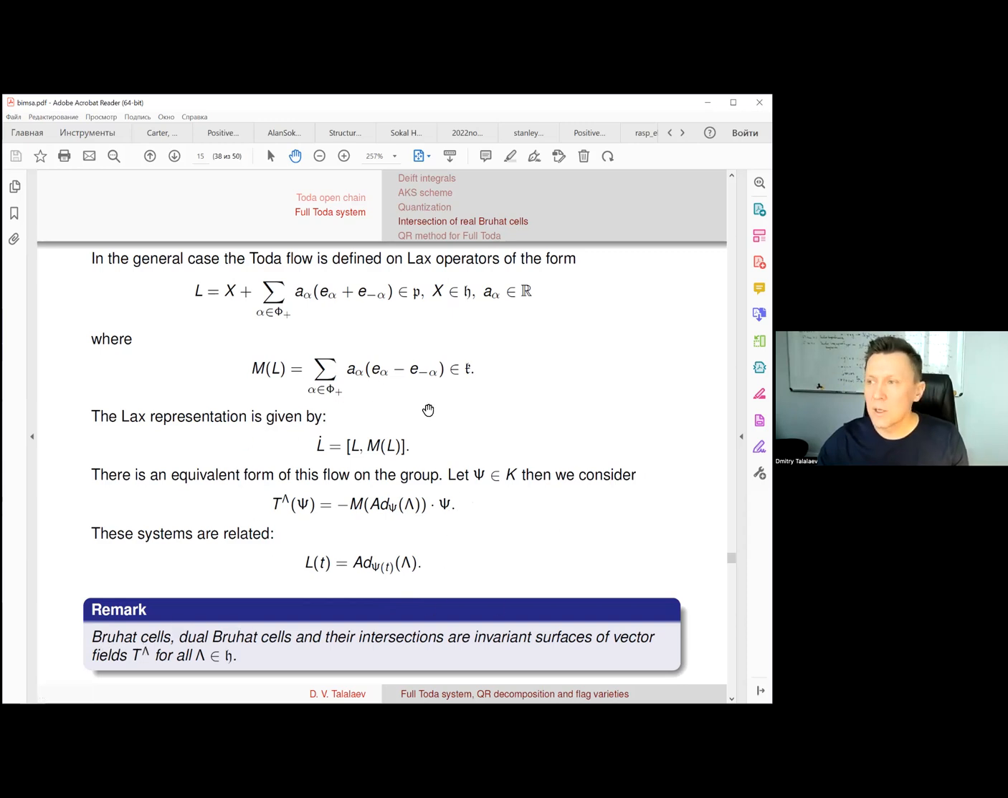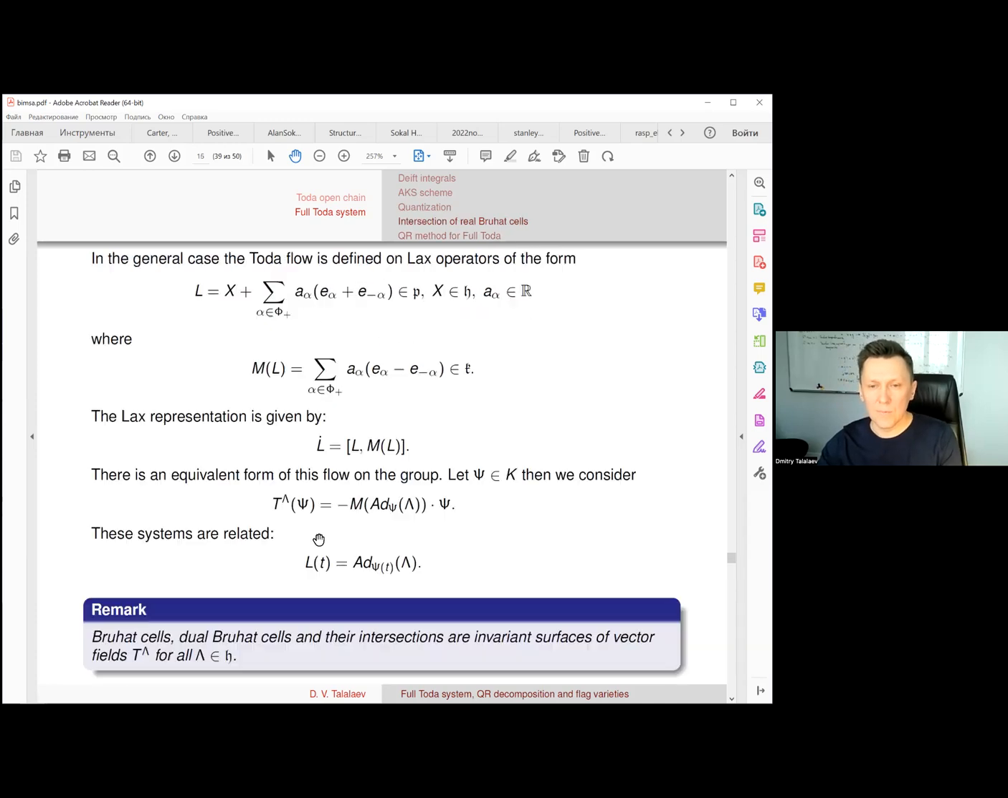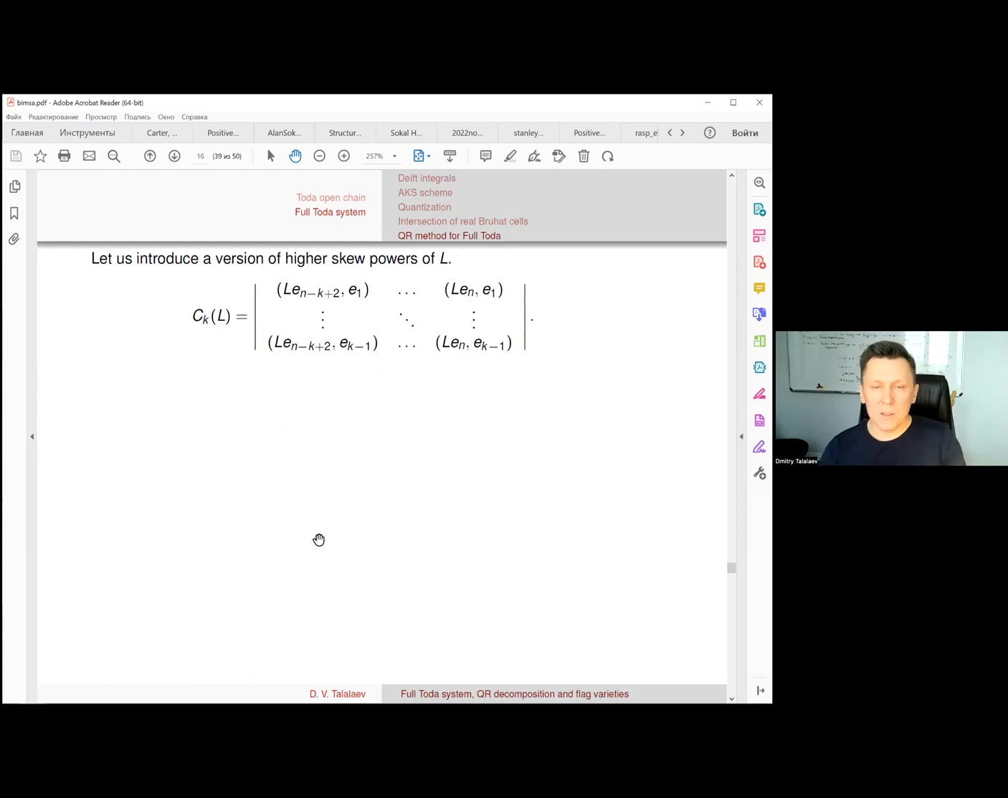This construction can be applied to the following observation: Brouwer cells and dual Brouwer cells, their intersections are invariant surfaces of these vector fields. Principally due to this observation, we calculated the dimension of the intersection of Brouwer cells.